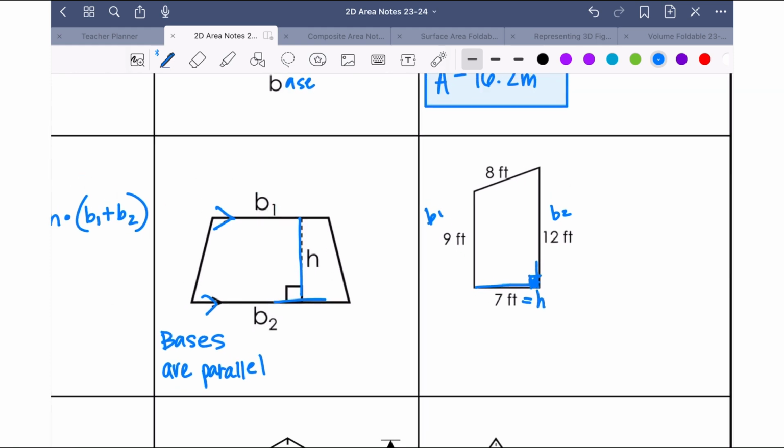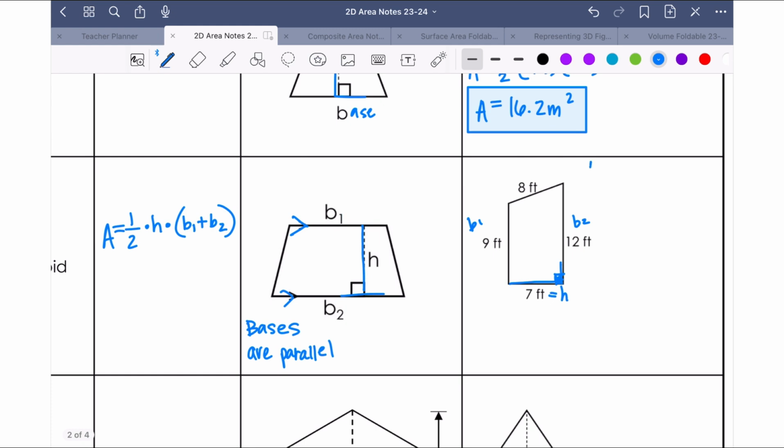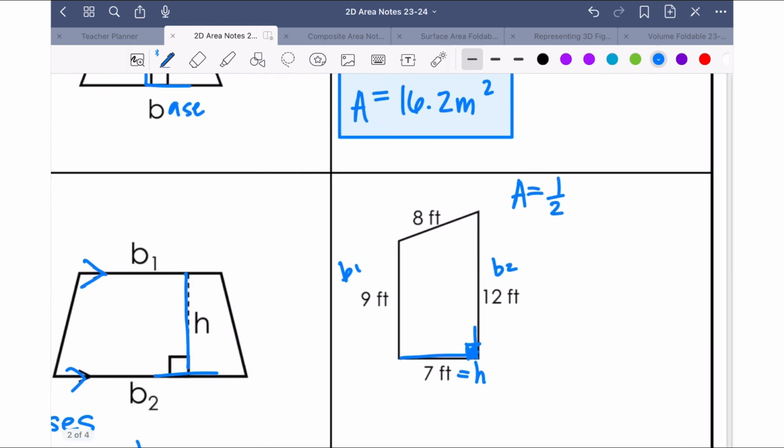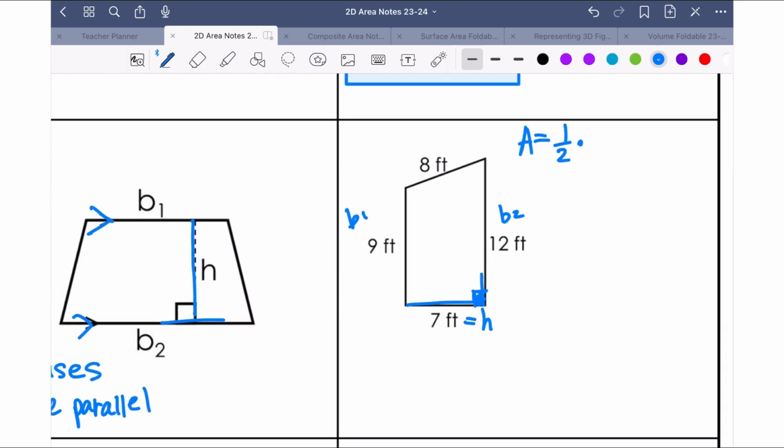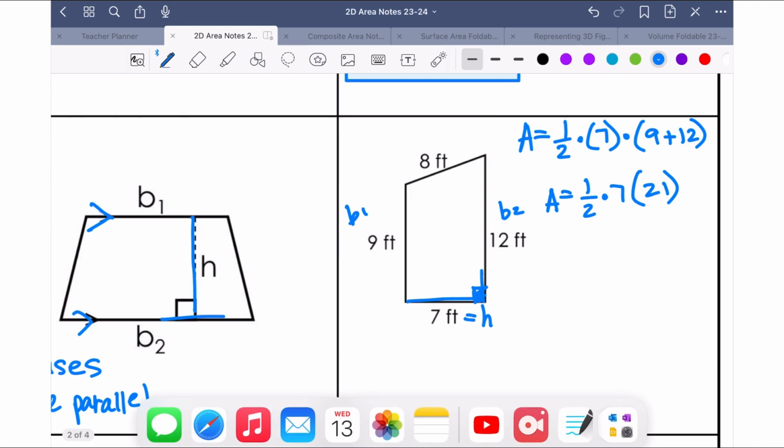And then now we're ready to plug in our formula. So area equals 1/2 times your height, which is 7. And then times your two bases added together. So 9 plus 12. All right, and we can simplify this a little bit so then we can go straight to the calculator. So 1/2 times 7. What is 9 plus 12? 21.